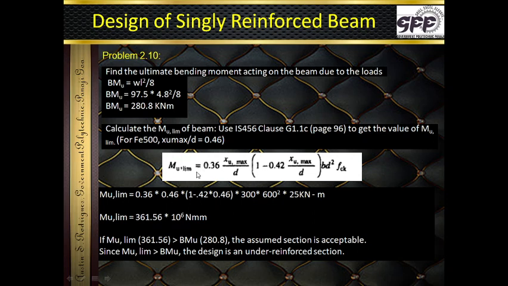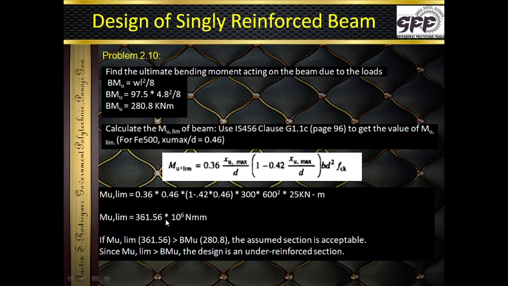Now that's the formula. So Mu limiting we are trying to find out: 0.36, xu max by d we have got it as 0.46. So 1 minus 0.42, this is 0.46. B is already given to us as 300. D we have calculated is 600 and fck is 25. So from here we get Mu limiting as 361.56 kilonewton meter or 361.56 into 10 raised to 6 Newton mm.